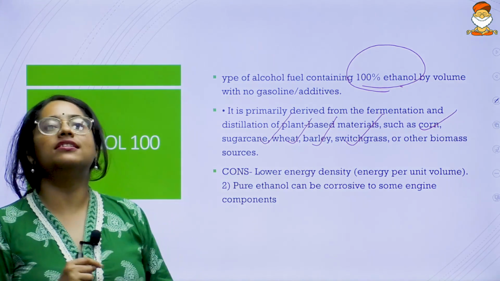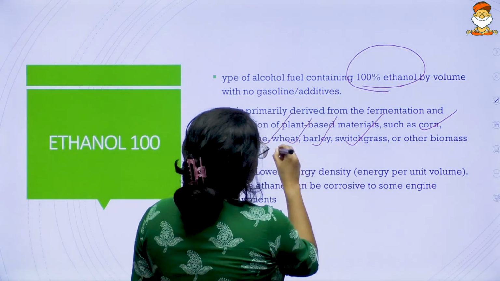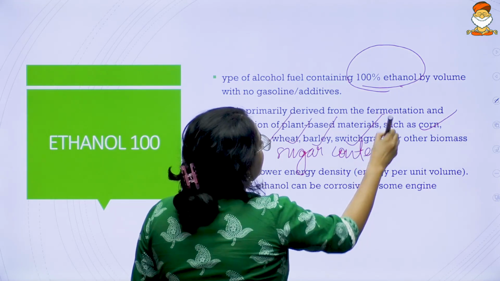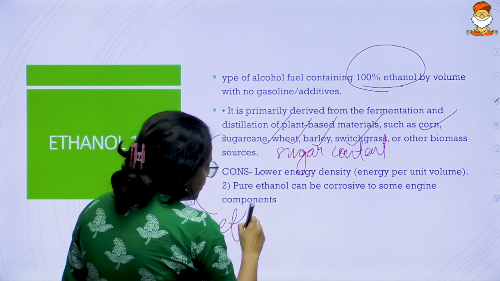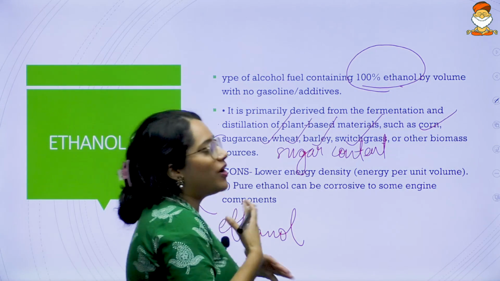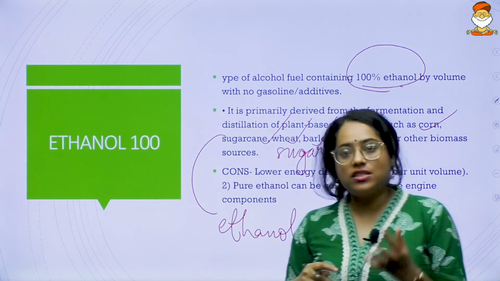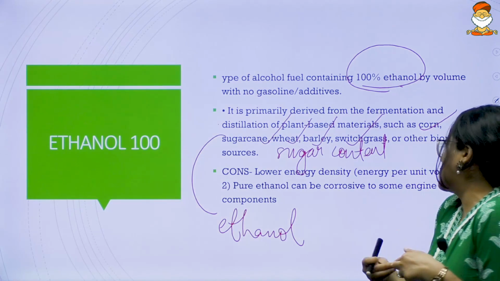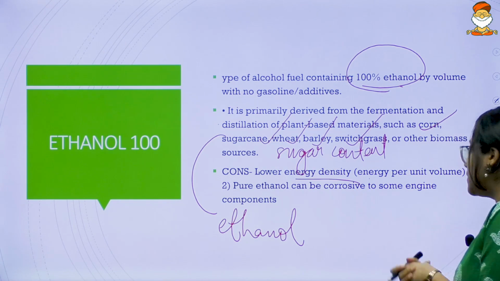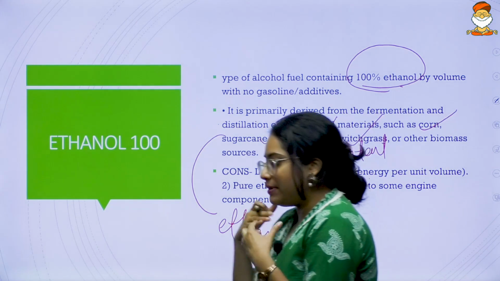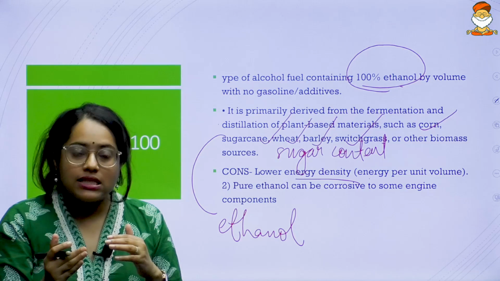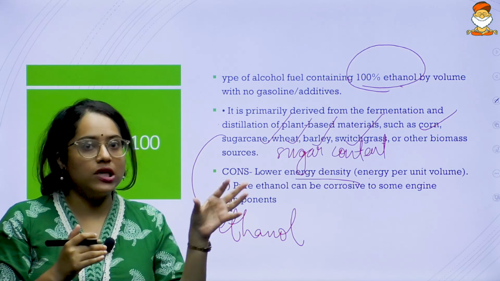These are all considered as high in your sugar content, and you can very readily produce ethanol from it. And this is the reason why they are preferred. So they have now created a fuel in this manner. Now obviously there is a drawback, in the sense that it has lower energy density, which means the energy that can be generated per volume of the fuel is less in comparison to normal petrol diesel sources.